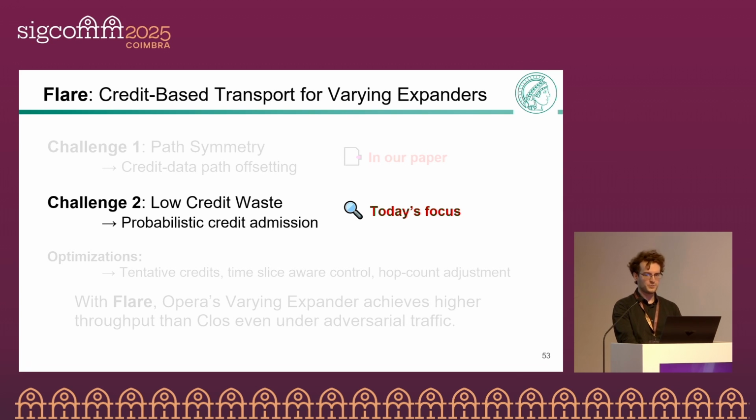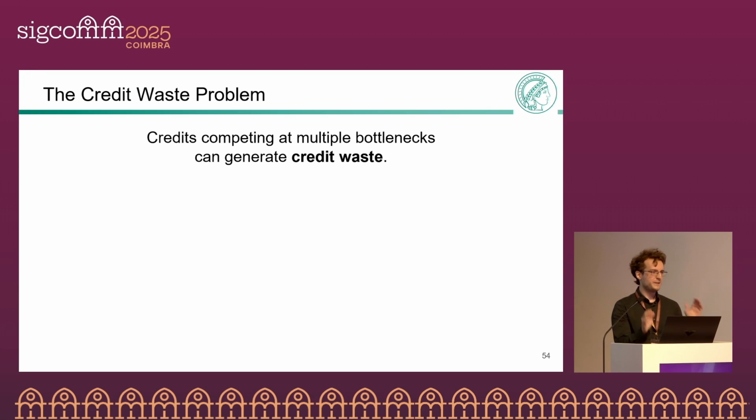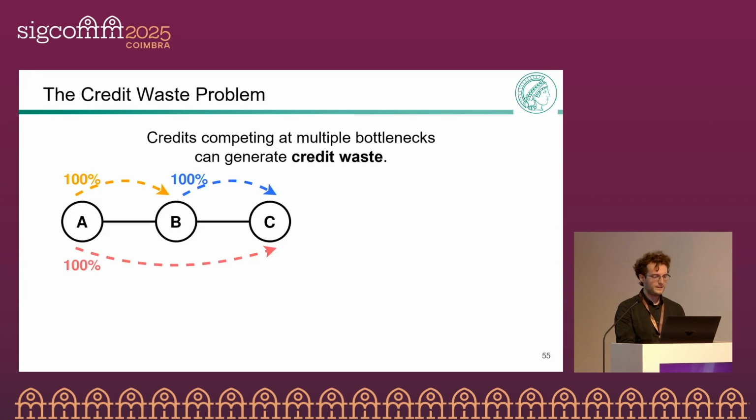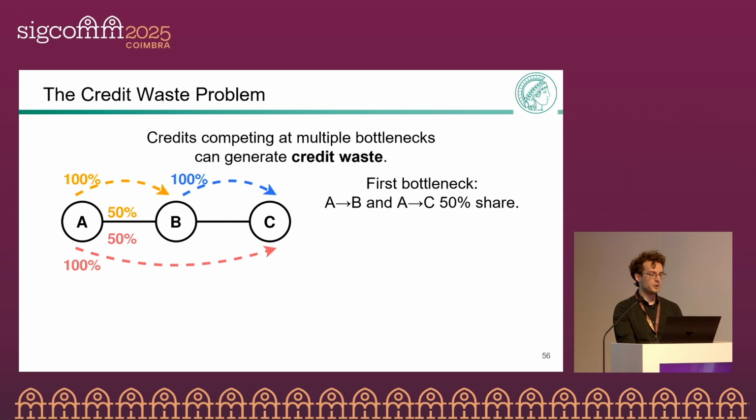So what is credit waste? When credits compete on multiple bottlenecks, they can generate what we call credit waste. In this example, we have 3 credit flows sending at a maximum credit rate competing across 2 bottleneck links. As we saw earlier, what is going to happen is that the A to B and A to C flows will each see 50% of their credit dropped at the first link at maximum capacity.